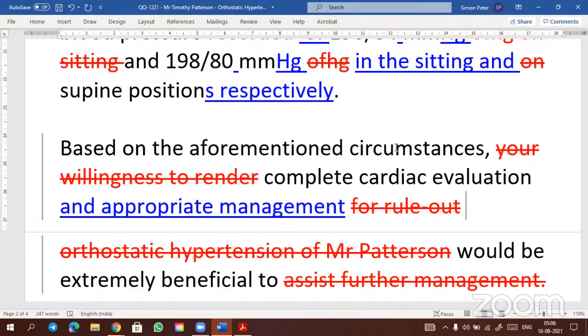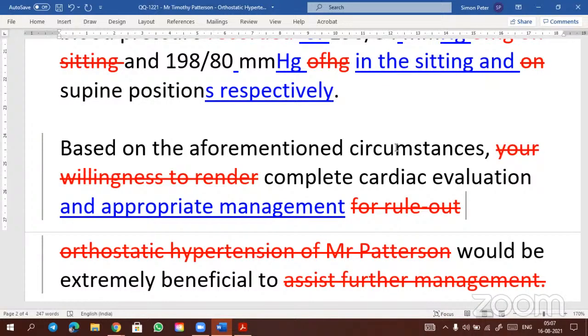Evaluation of Mr. You can write the name. No need of the name. Cardiac evaluation of the person only. Appropriate management after that one. Cardiac evaluation followed by appropriate management would be extremely beneficial to improve or for the speedy recovery of, or to improve, Mr. Patterson's health condition.